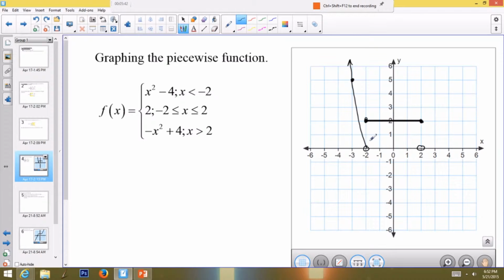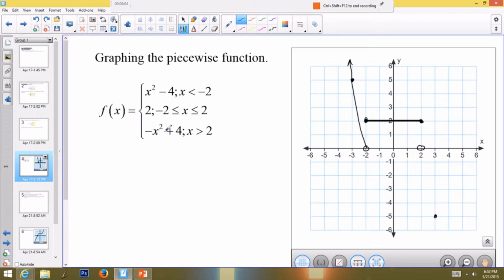But again, because I am not including 2, it's everything up to, but not including 2, so I have this open circle. Now I want to pick another point, say 3. All right, so 3 squared is 9, make it negative, plus 4 is going to be -5, so I'm going to get a point down here.